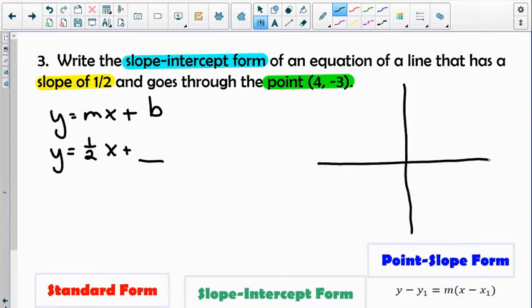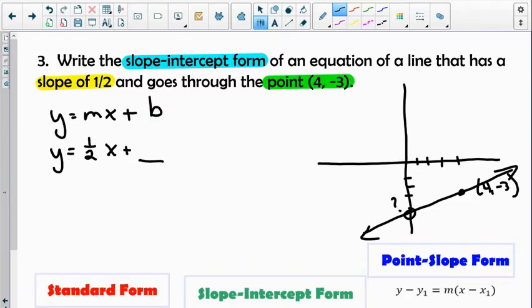If I drew the sketch of this line, we know that it goes through the point (4, -3), which is somewhere over there. It's just a sketch, so it might be off a little bit, but 4 to the right, down 3. So that's a point on the line. And we also know that this line has a slope of 1/2. So I could rise 1 and run 2 to plot more points, or knowing it's a positive sloping line, it's going to look something like that.